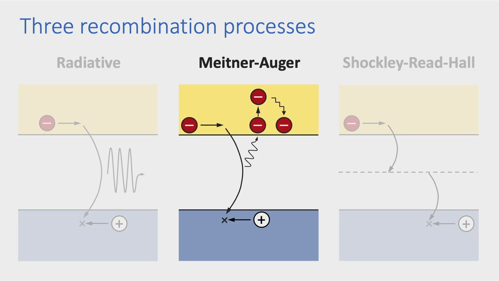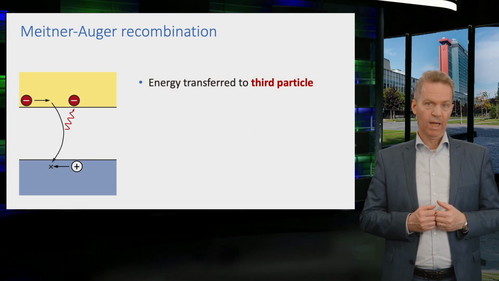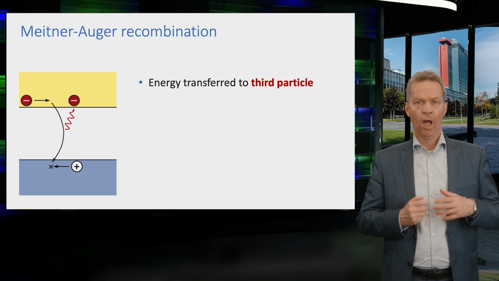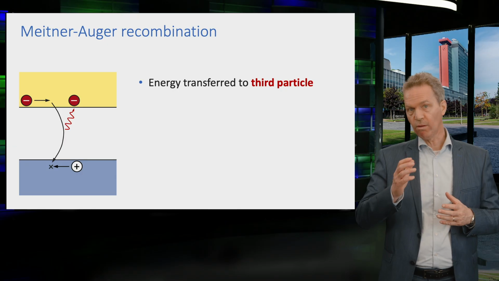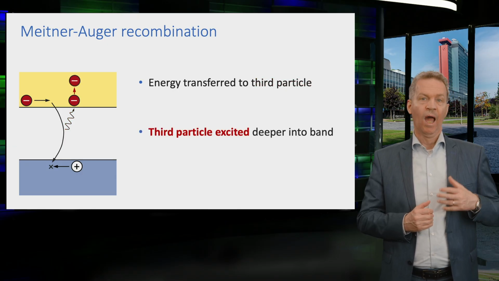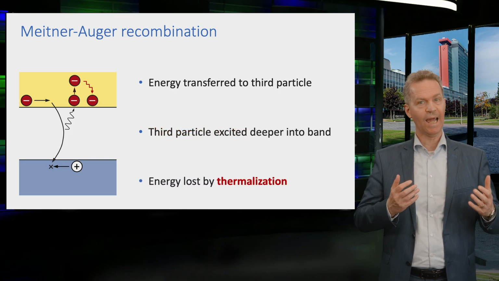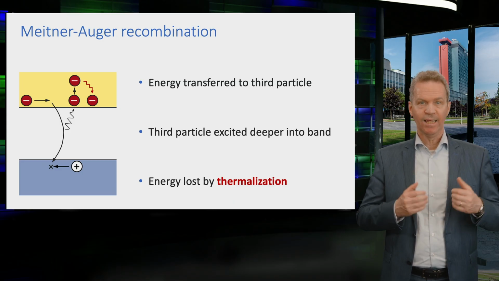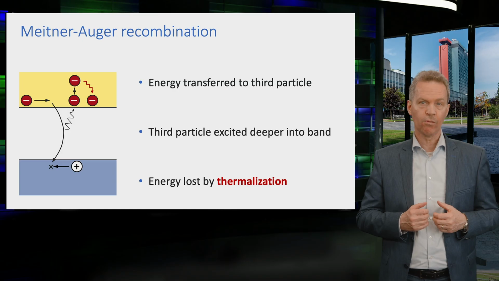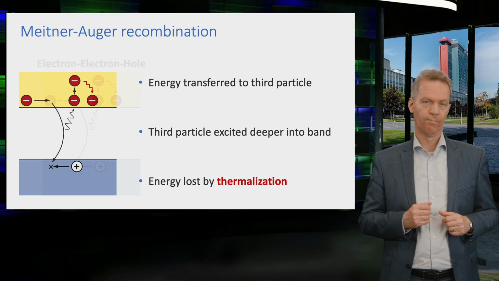The next process through which excited charge carriers can recombine is Meitner-Auger recombination. Meitner-Auger recombination is a 3-particle process. The momentum and energy of the recombining hole and electron are transferred to another electron or hole. This third particle is excited deeper into the respective band and relaxes again by a process which is called thermalization. In this thermalization process, this free electron in essence loses some of its energy in interaction with the crystal lattice.